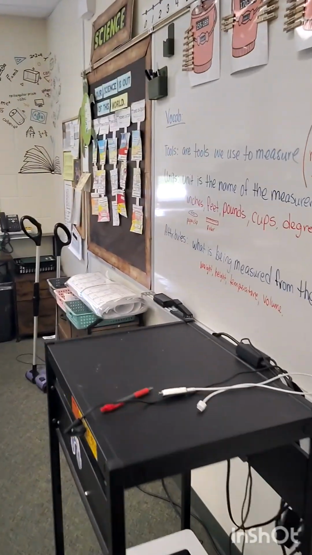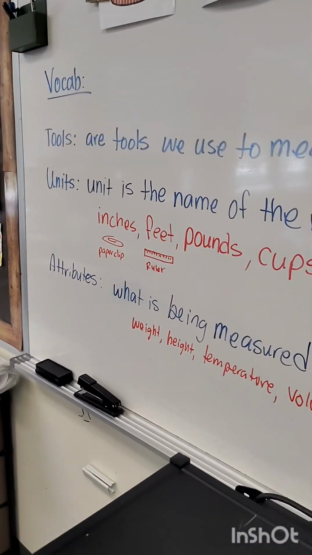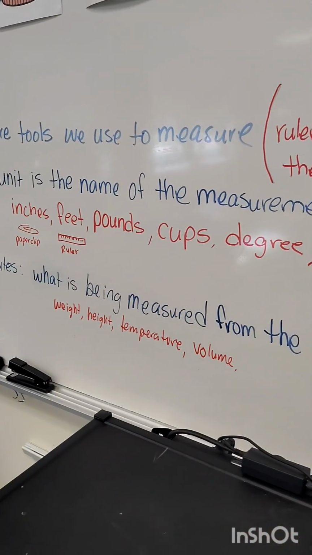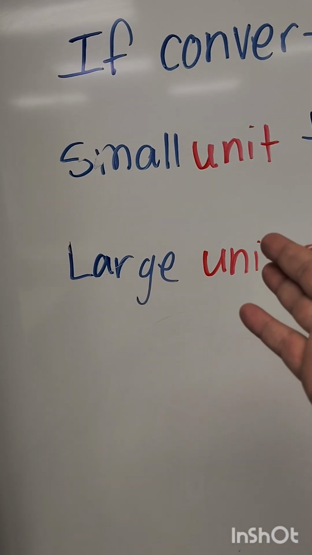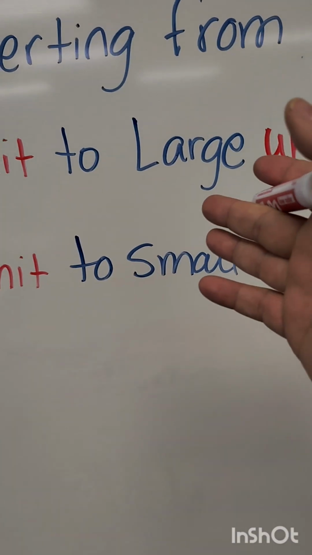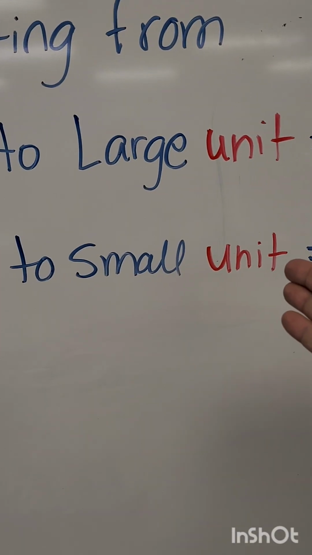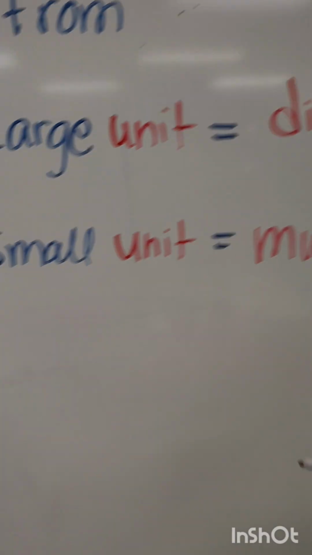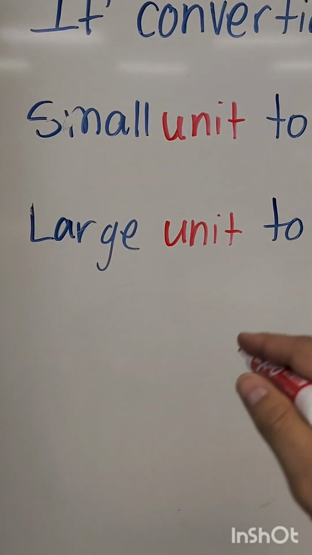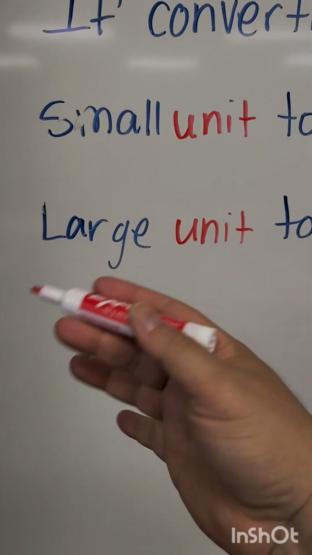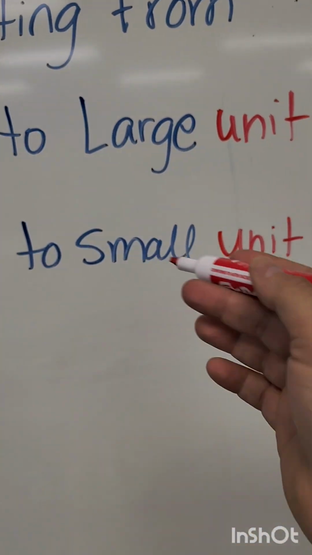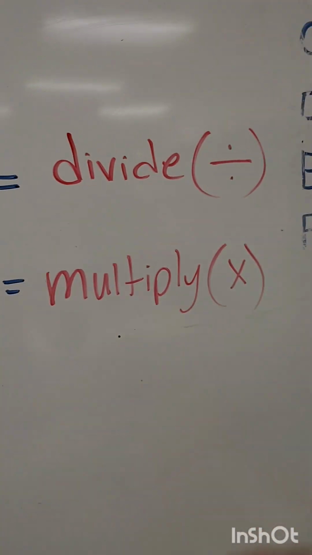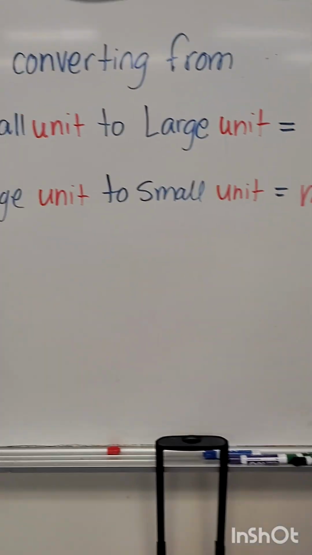Units are what we measure in, right? The name of the measurement we use. So inches, feet, pounds, cups, degrees, ounces. A small unit, like inches, into a large unit, like feet, you have to divide. Now, vice versa. A large unit, like yards, into a smaller unit than yards, which would be feet, you have to multiply. Okay?